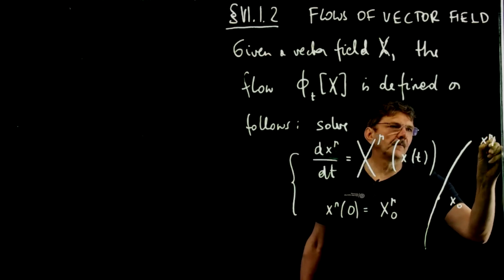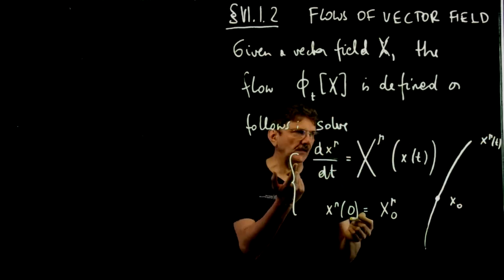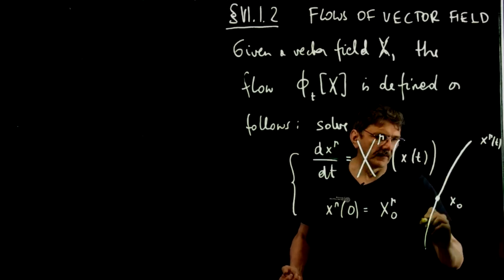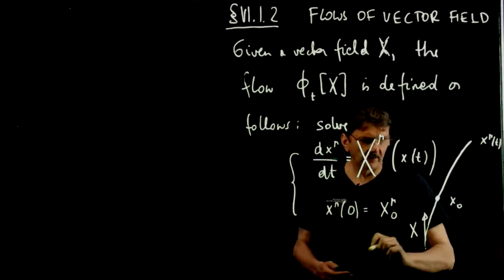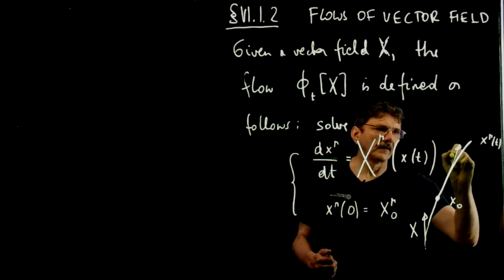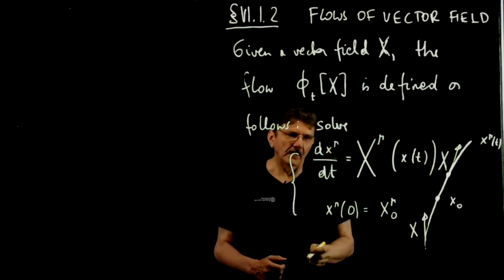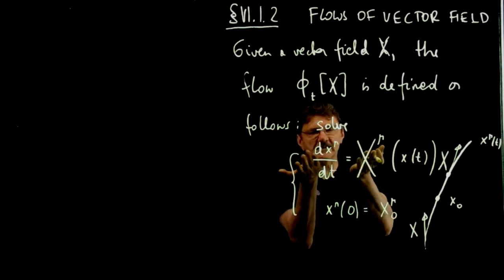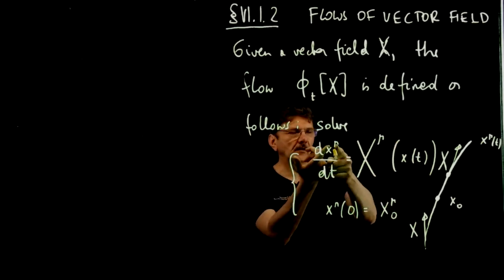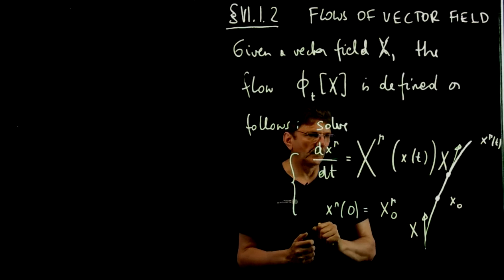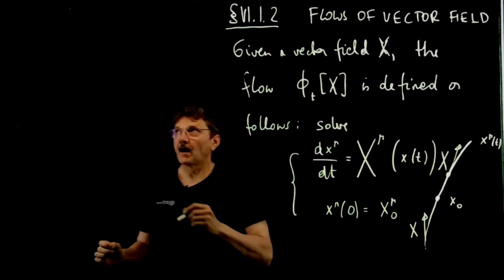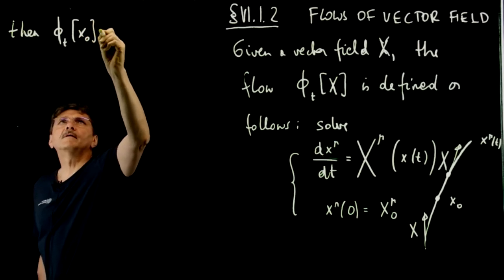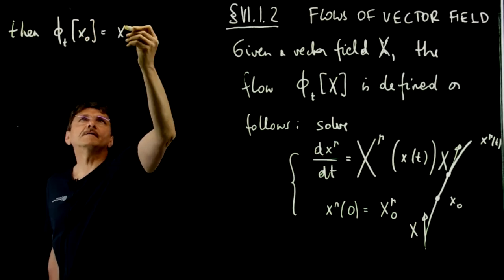x^mu(t) with the property that at every point of this curve, the tangent is your vector X, right? It's hard to see here, but this is capital X. And so you start with some point x_0. You solve this system of equations. It's a system because there are several indices. And so phi_t of x_0 is just x^mu(t).